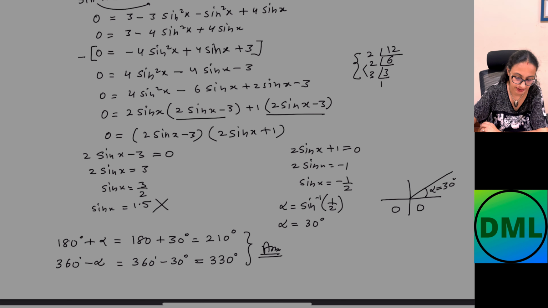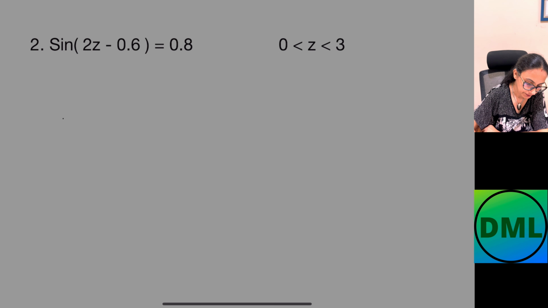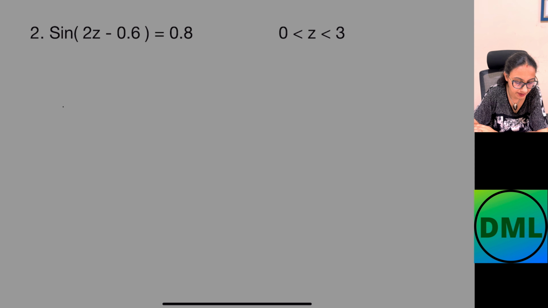Let's see one more example. Sin of 2z minus 0.6 is equal to 0.8. Z is greater than 0, less than 3. This is in our radian mode because the values are 0 and 3. This indicates that our question is in radian mode. You have to use the calculator inside this. So change your calculator to the radian mode, then start doing the questions.